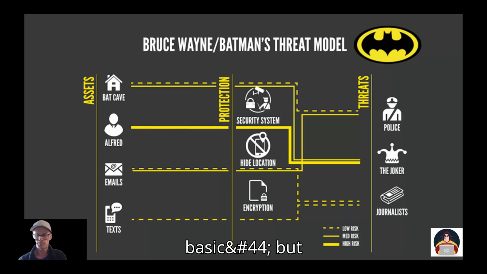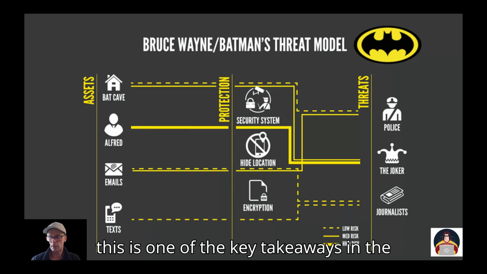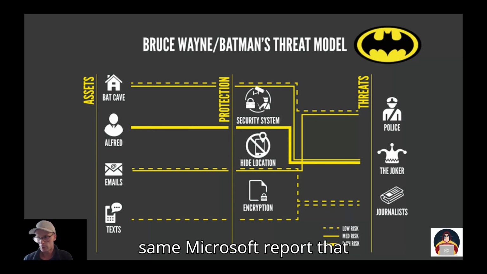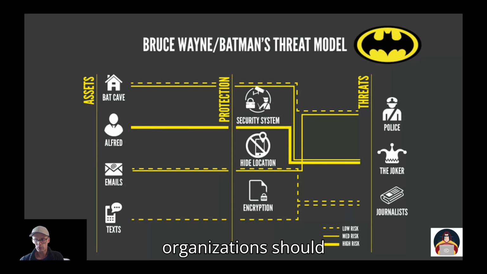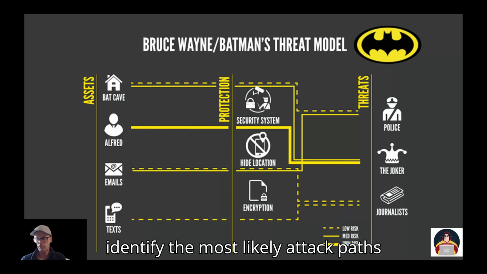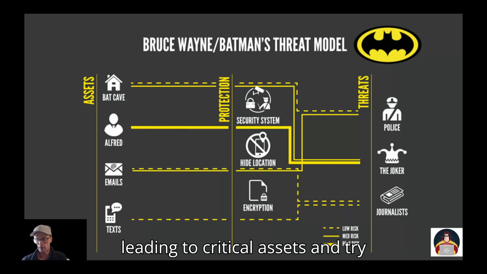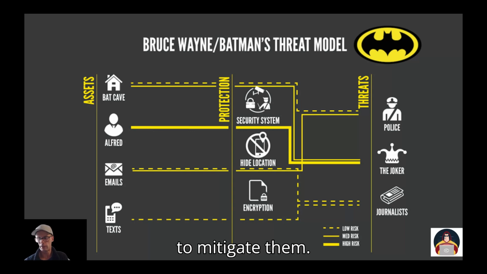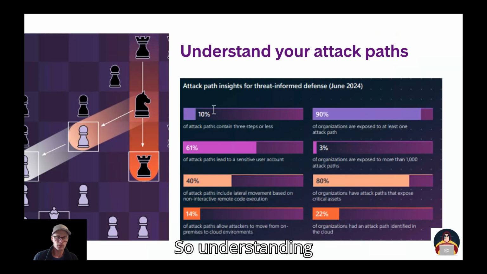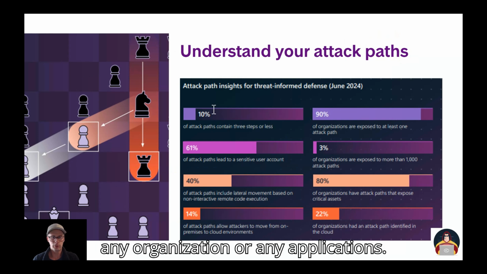Pretty basic, but this is one of the key takeaways in the same Microsoft report, that organizations should identify the most likely attack paths leading to critical assets and try to mitigate them. So understanding your attack paths is key for any organization or any applications.